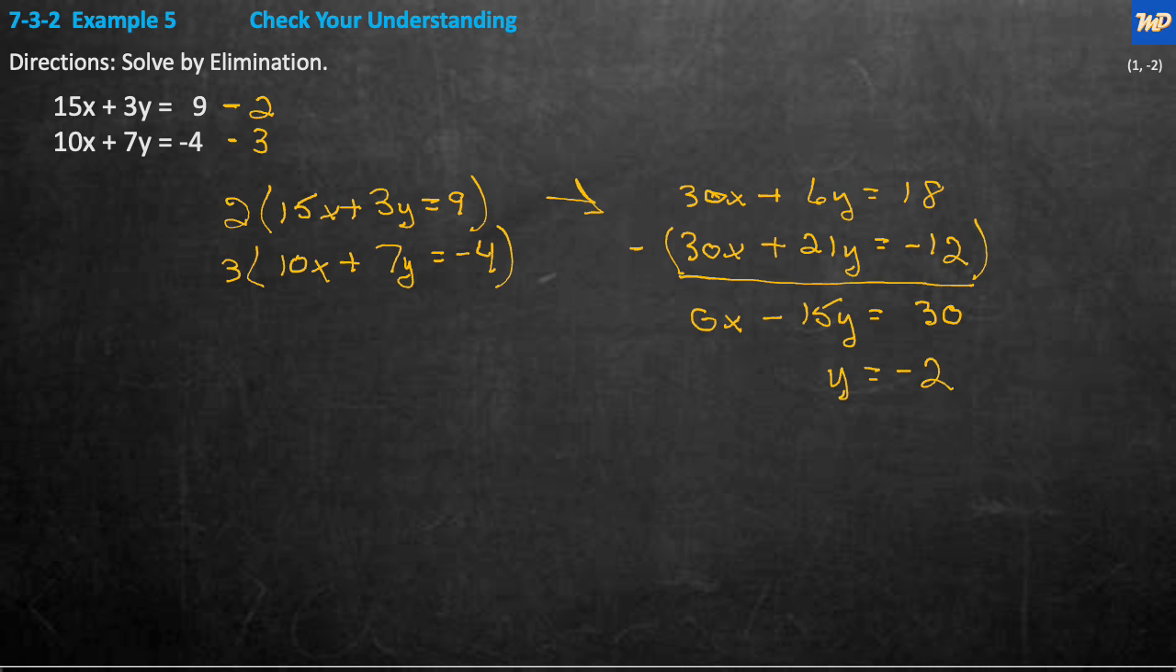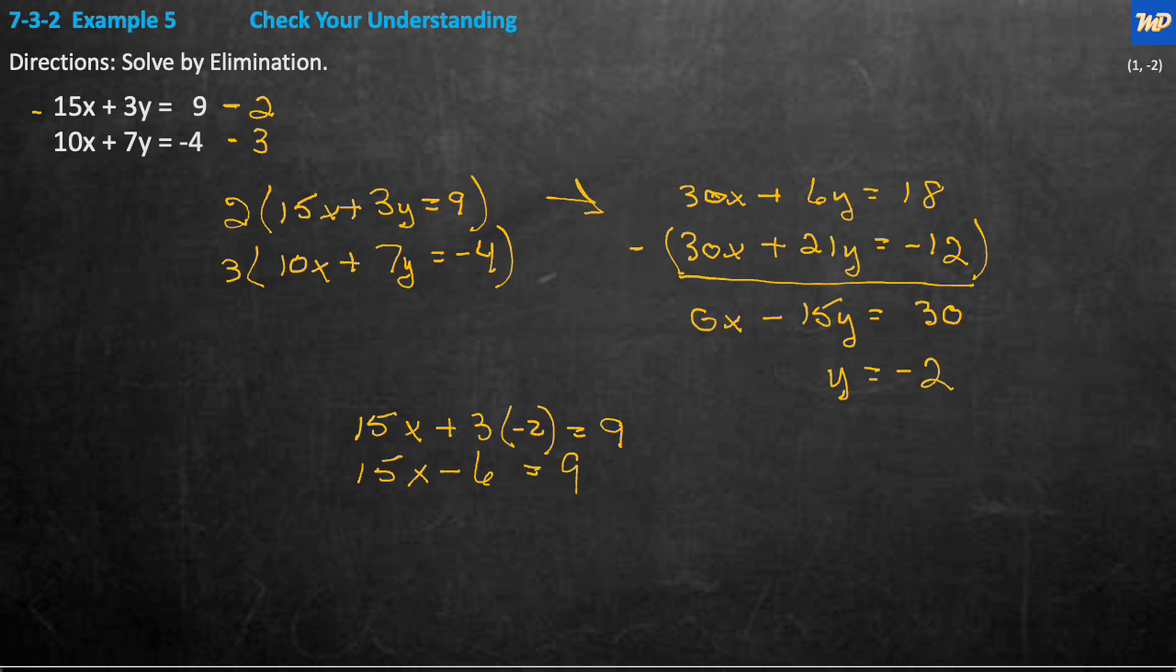So we can come down here and pick either one of these. It doesn't matter which one you pick. But let's go ahead and pick the top one. So we're going to go 15x plus 3 times negative 2 is equal to 9. So 15x minus 6 is equal to 9.